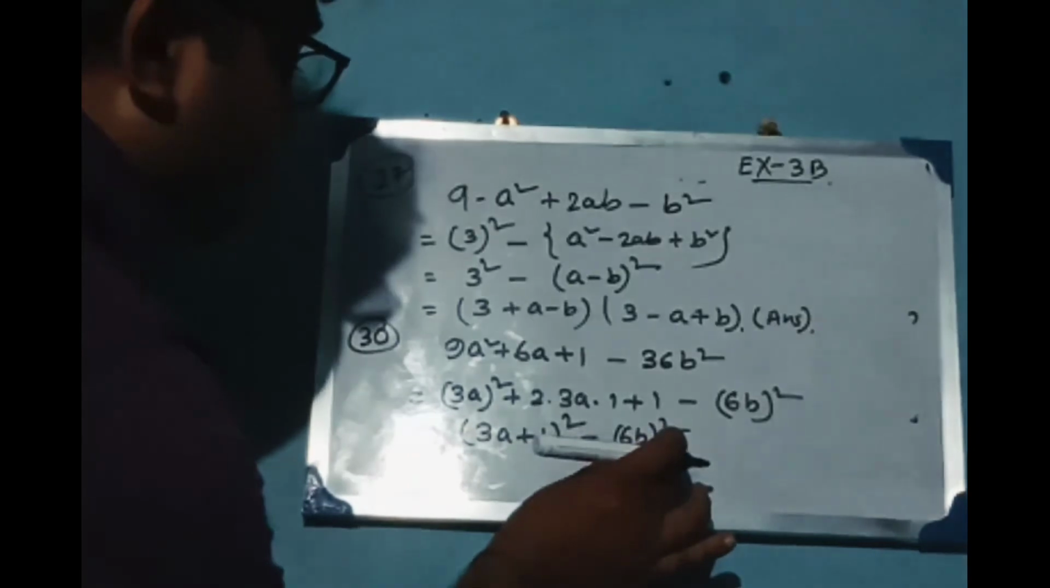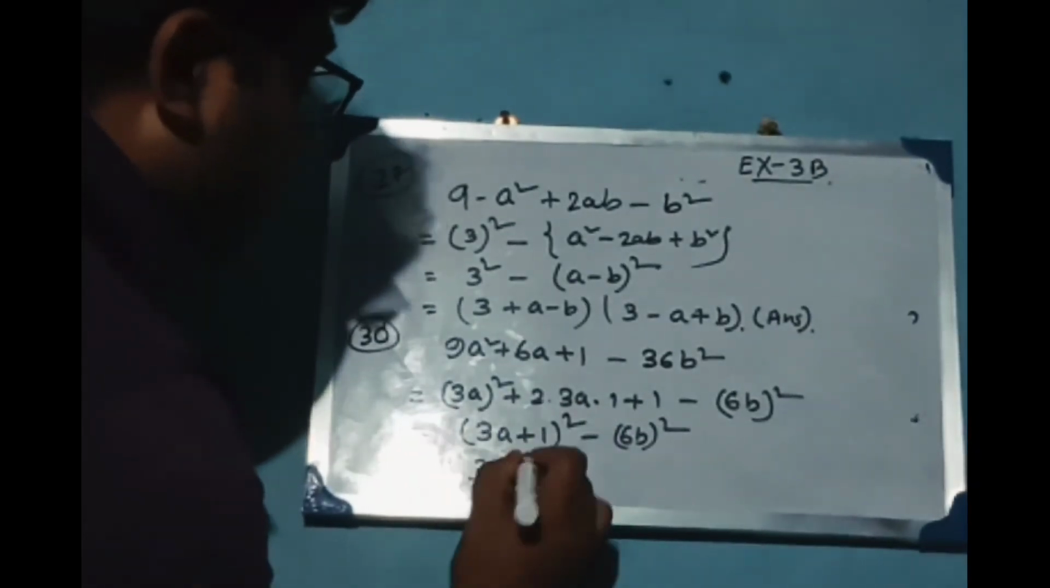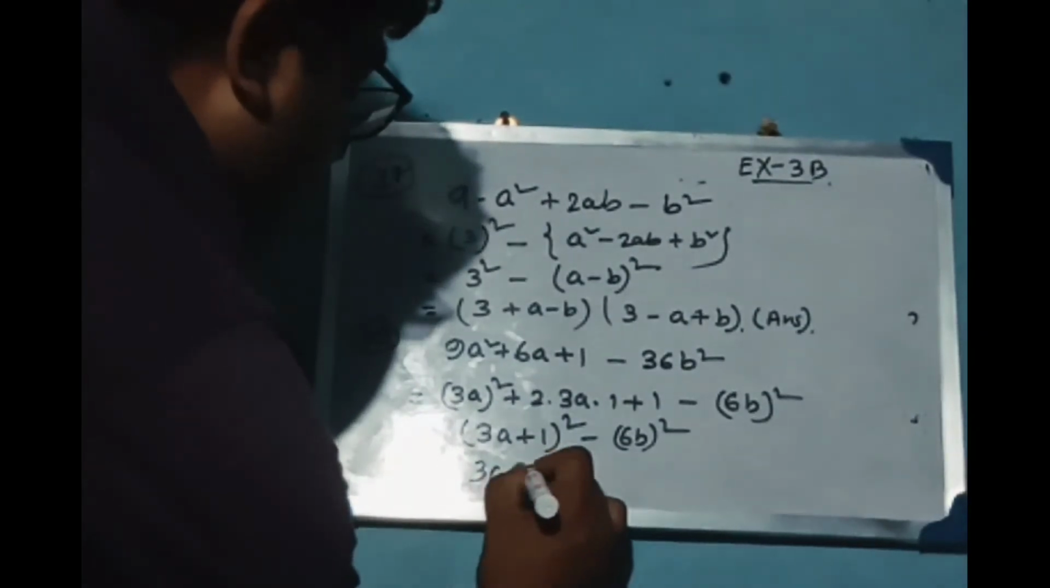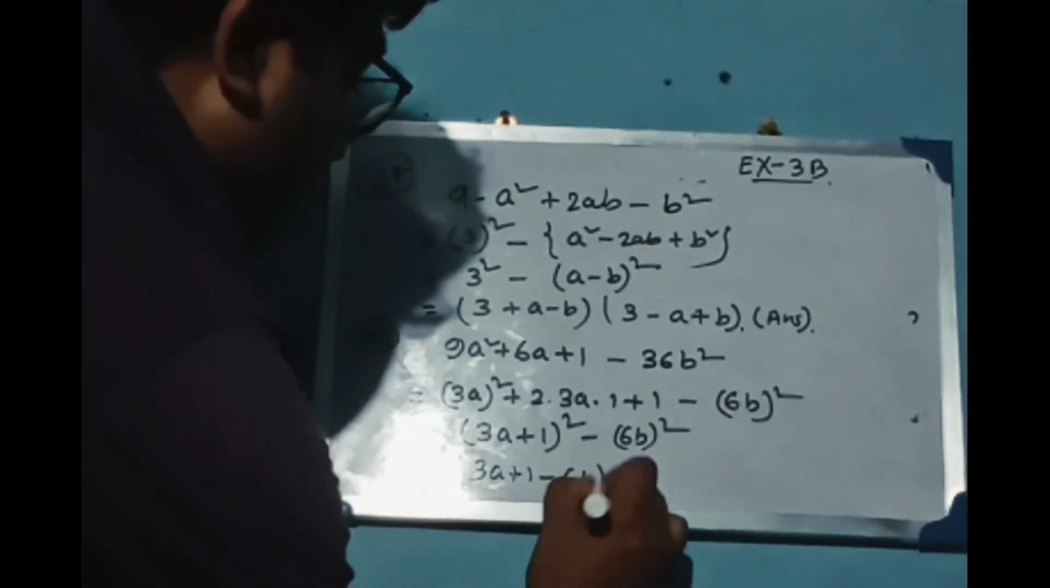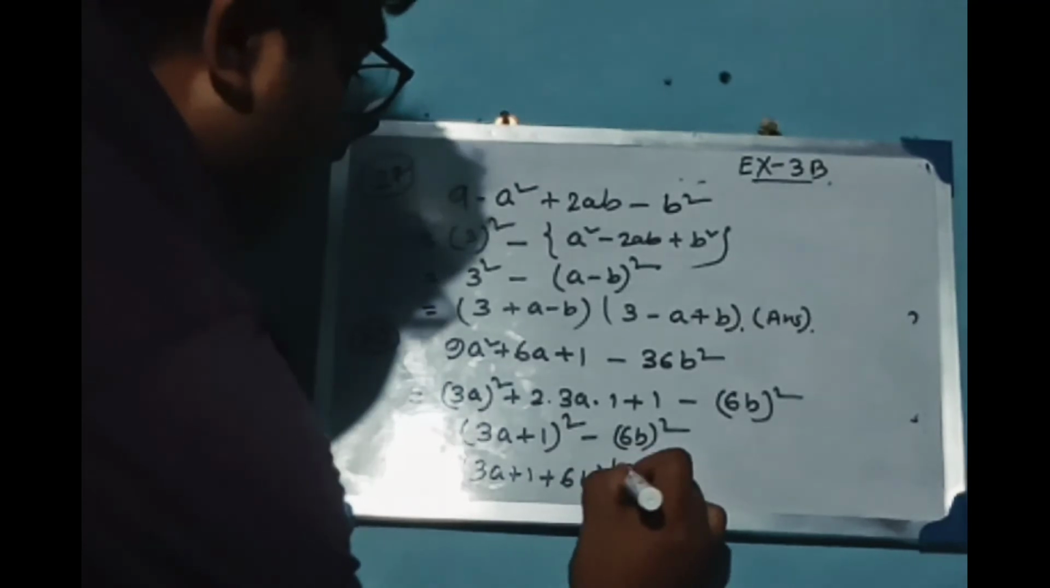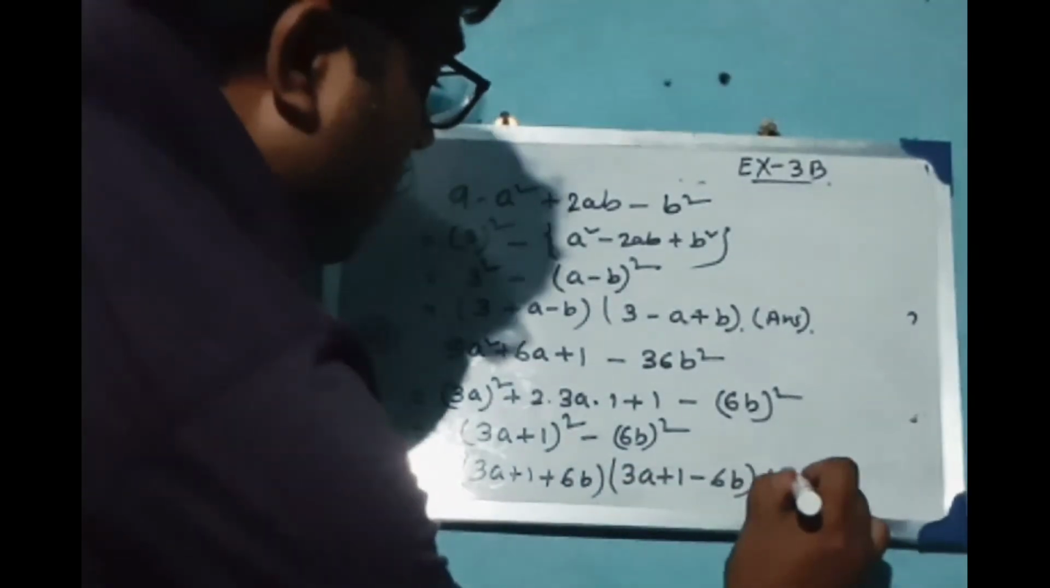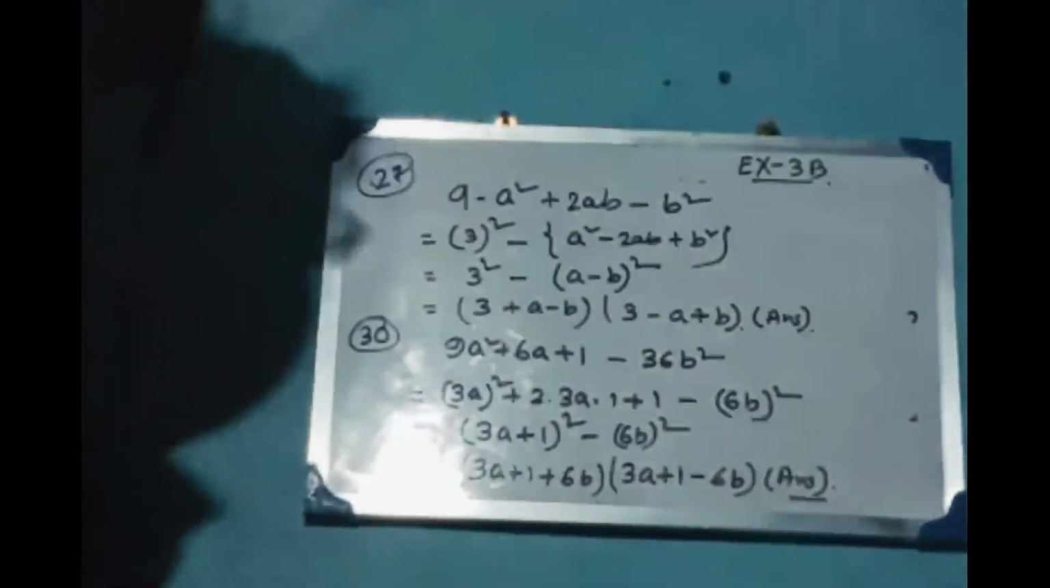A square minus b square. So 3a plus 1 is my a and 6b is my b. So 3a plus 1 plus 6b first, then 3a plus 1 minus 6b. This is the answer.